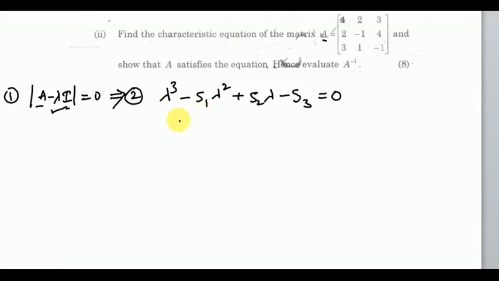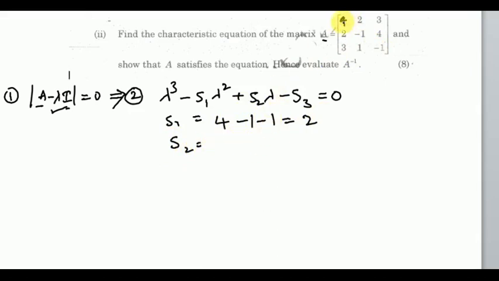Here s1 is the sum of the main diagonal elements. What are the main diagonal elements here? 4, minus 1, minus 1. So the sum of the main diagonal elements is 2. And s2 is the sum of the minors of the main diagonal elements.